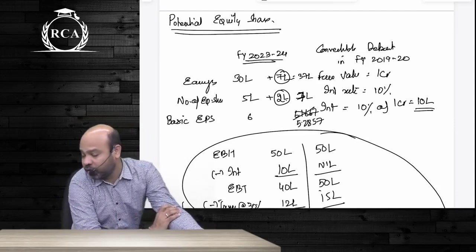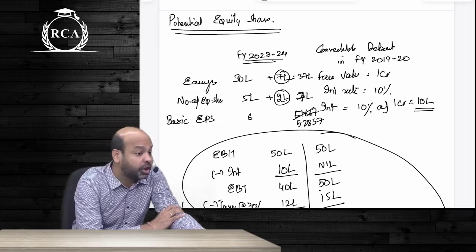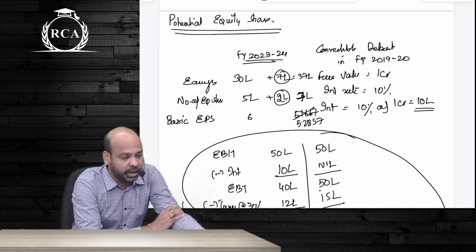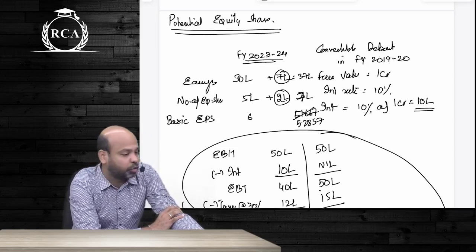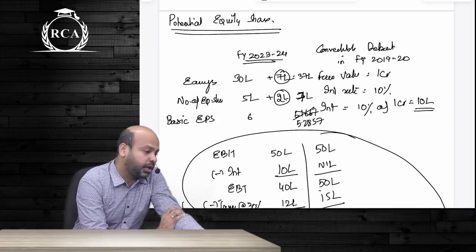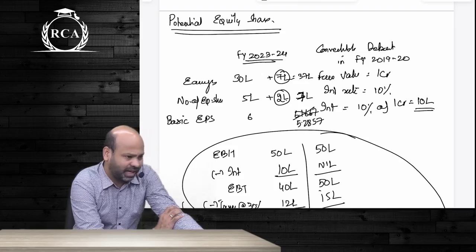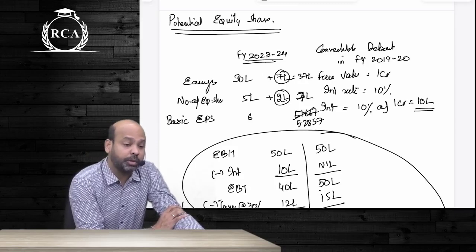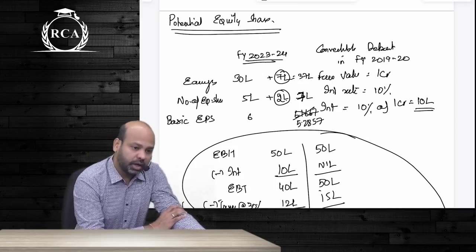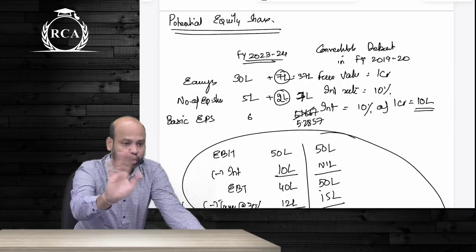If a potential equity share has the impact of increasing your EPS, it is anti-dilutive. If it has the impact of reducing your EPS, then it will be dilutive. You are supposed to consider only dilutive potential equity shares. Anti-dilutive potential equity shares should not be considered. The objective is to report the worst possible EPS. If anything is going to increase your EPS, you will not have to report that.